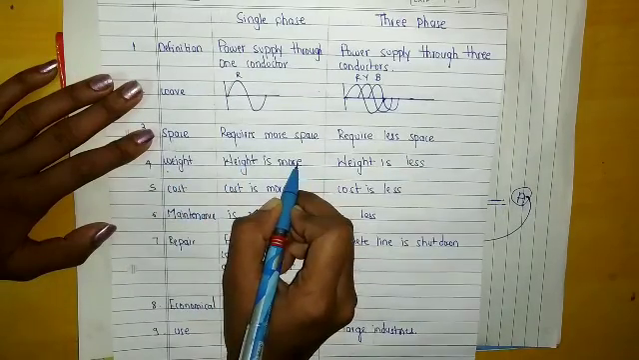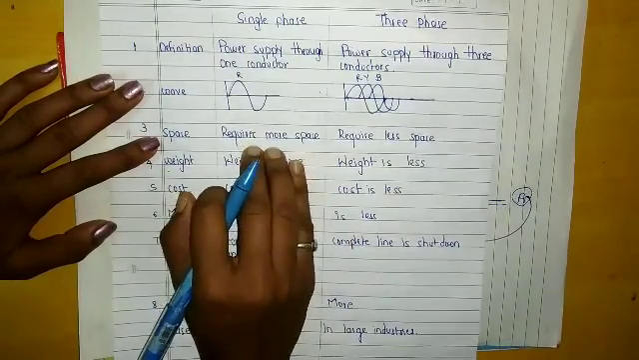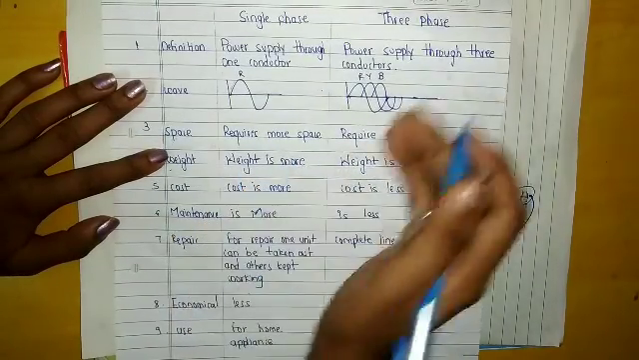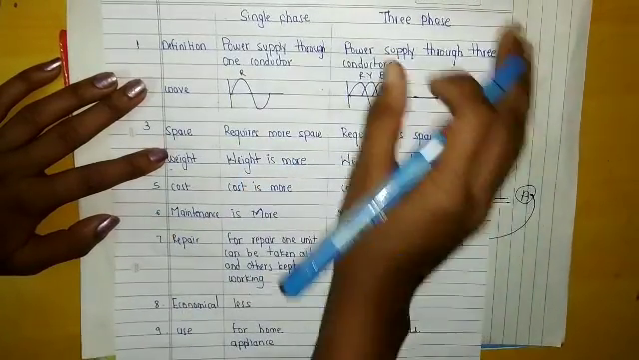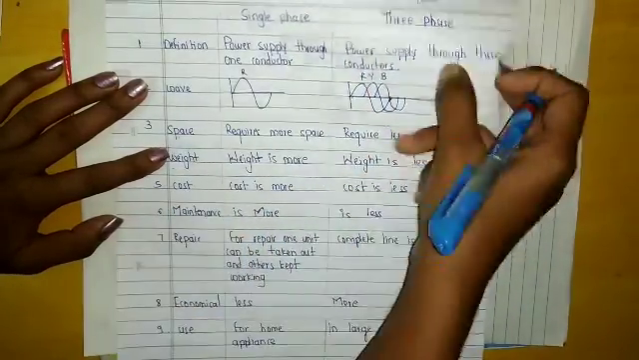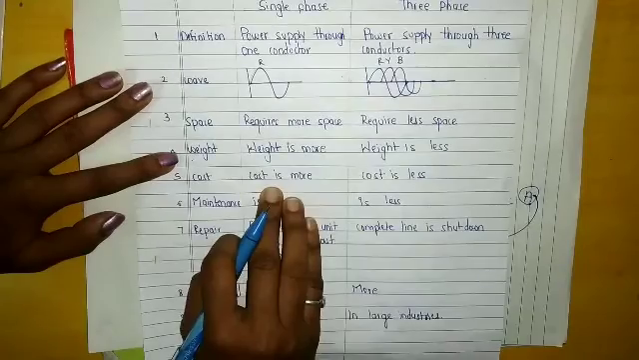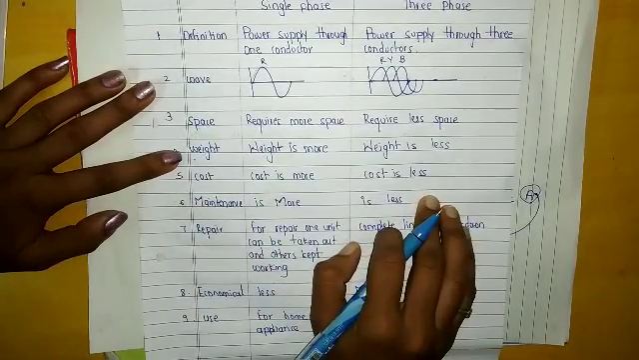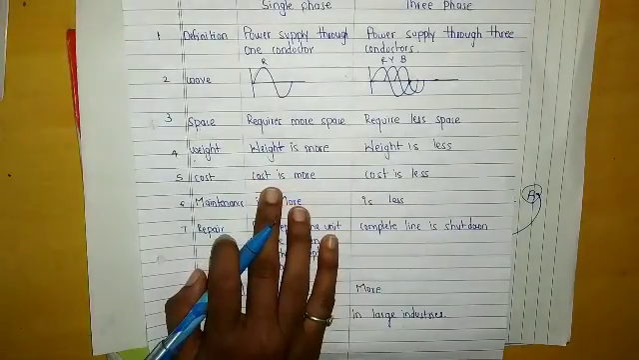Weight is more, so space required is more, weight will be more. So just remember, weight is more in single phase, weight is less in 3-phase transformer. Cost. So single phase transformers are more costly than the 3-phase transformer. So the 5th point will be the cost is more and cost is less.